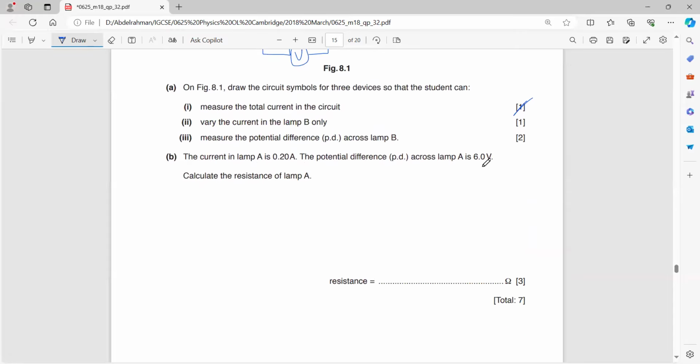The current in the lamp is 0.2 amperes. The potential difference is 6. Calculate the resistance. R equals V over I, 6 over 0.2, which would give a resistance of 30 ohms. Okay, quite easy.